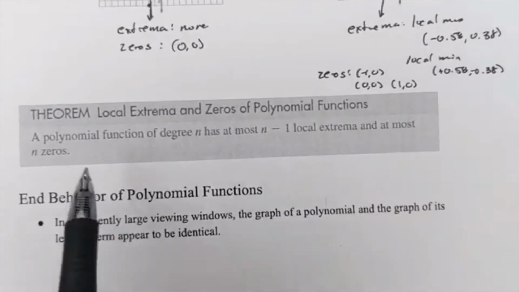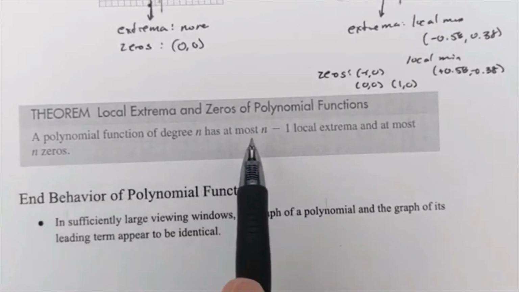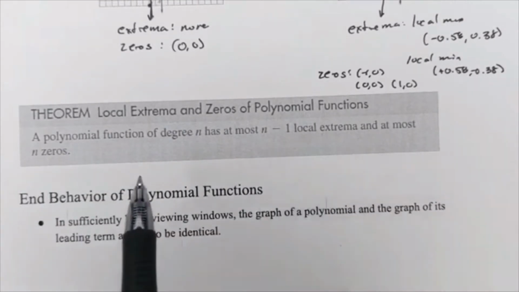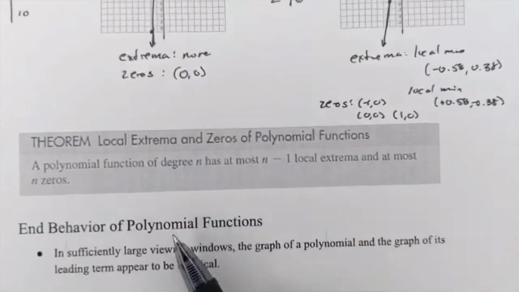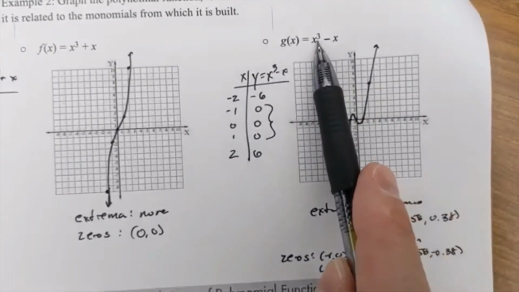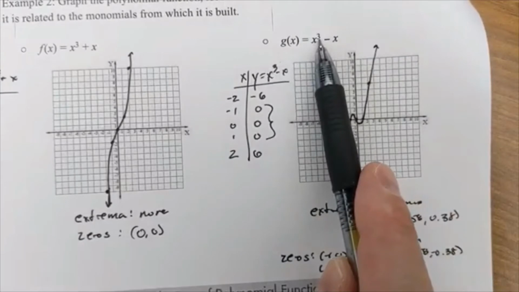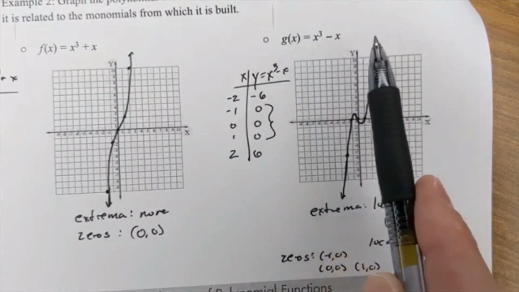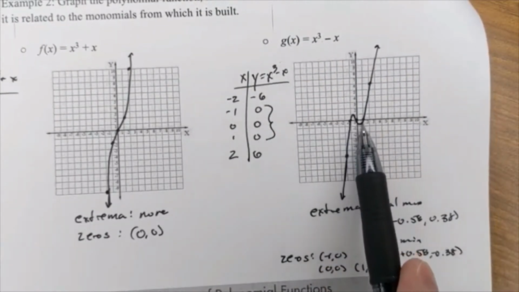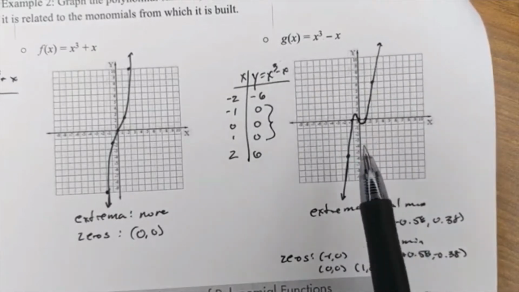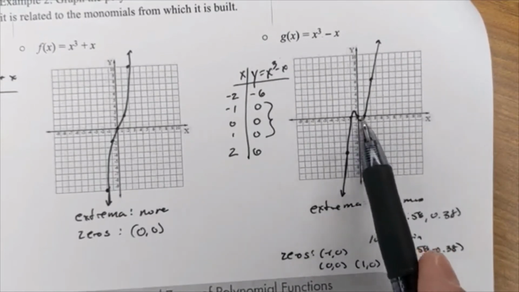Okay, so a polynomial of degree n has at most n-1 local extrema and at most n zeros. So for example, what it's talking about here is this has degree 3, so it has at most 2 local extrema, which it does, 1, 2. There can't be any more. And at most 3 zeros, 1, 2, 3, which it does.